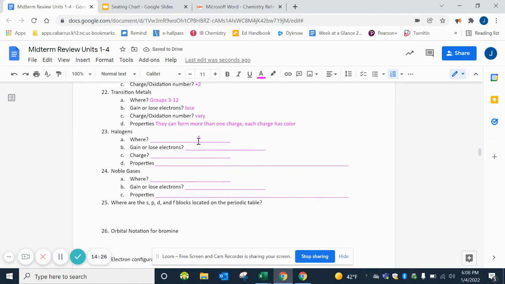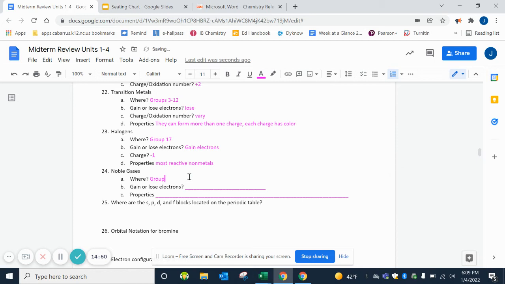Halogens are group 17. Those are nonmetals, and nonmetals will gain electrons. And group 17 has 7 valence electrons, so they're going to gain 1 electron to form a -1 charge. For properties, they are the most reactive nonmetals.